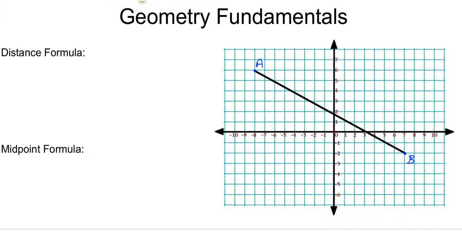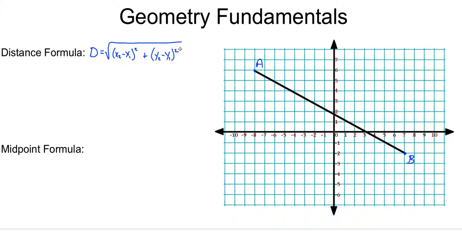So for the distance formula, this is if I want to find the distance between 2 points on a graph, or if I want to find the length of a line segment on a graph. Any of those. The distance is equal to the square root of x2 minus x1 squared plus y2 minus y1 squared.